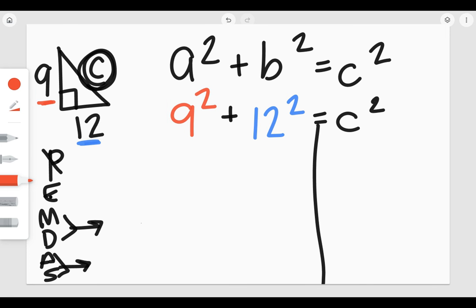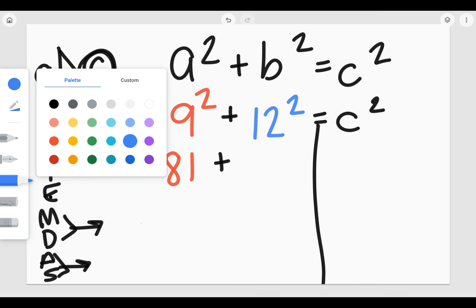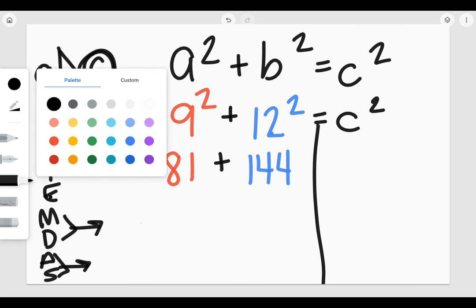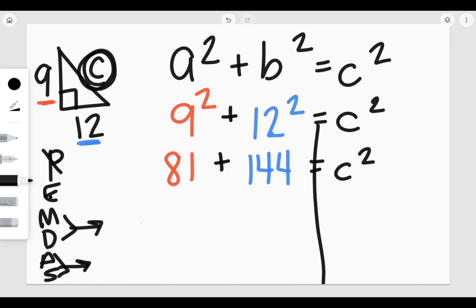We've got 9 squared, which is the same as 9 times 9, and 9 times 9 is 81. We've got another exponent, 12 squared, and 12 times 12 is 144. We still don't know what C squared is, so it will stay. We don't have anything to multiply or divide. So now we look: do we add or subtract from left to right? We can: 81 plus 144.